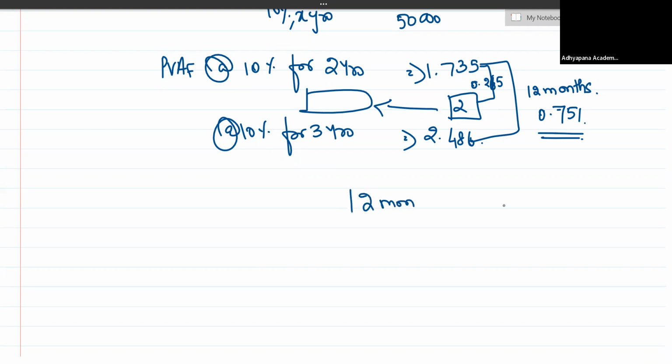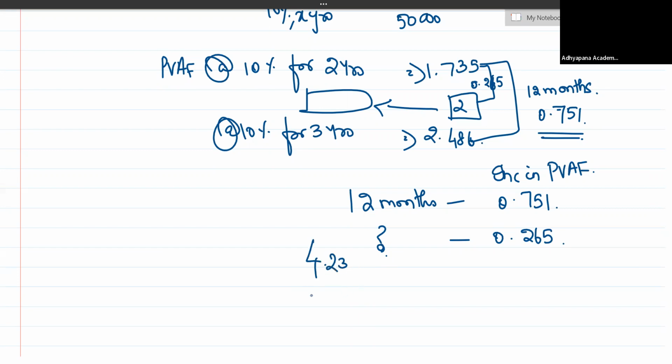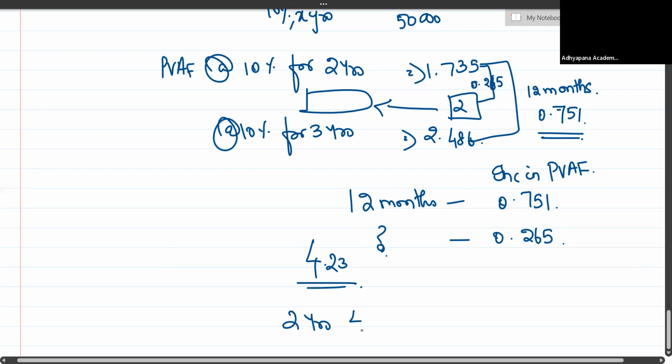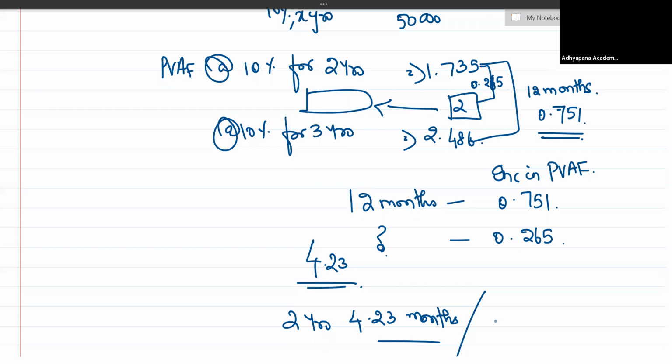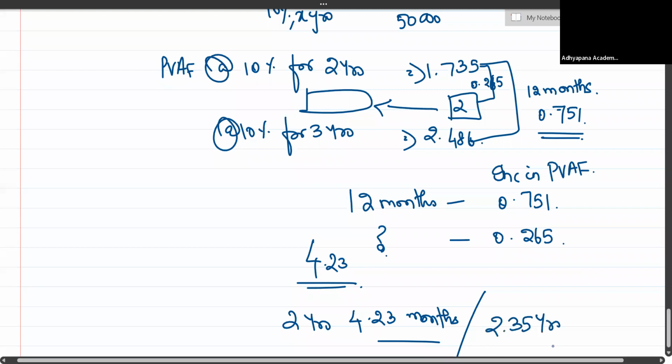For 12 months, 0.751 is the increase in present value annuity factor. How much is the increase in present value annuity factor you want? 0.265. For which, how long will it take? It is 0.265 into 12 divided by 0.751, which will give us 4.23, which means the life is 2 years, 4.23 months. That 0.23 months, you can later convert it into days. Or if you do not want to show like this, 4.23 months divided by 12 will give you 2.35 years. There is a fall in the life of the project.